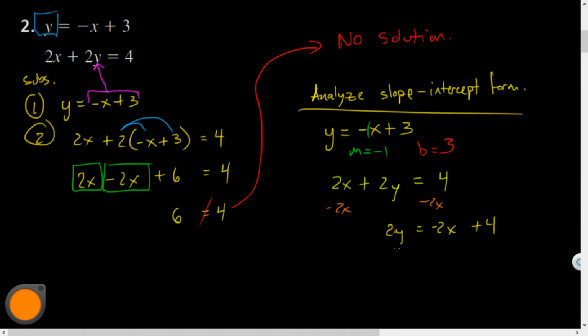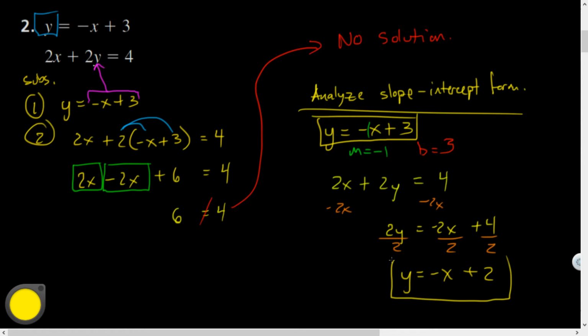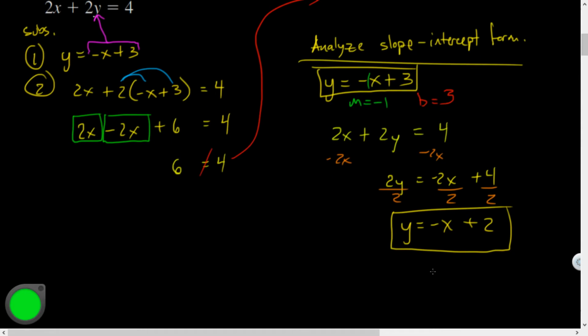And then what would I do to get y completely by itself? It's being multiplied by 2. How do I undo multiplication? Yeah, division. So everybody divided by 2. And I'd have y equals negative x, 2 over 2 cancels out, plus 2. So here are my two equations, and I'm looking for the solution to their system. What is the slope of the second equation going to be? Negative 1. And what is the y-intercept? b equals 2.